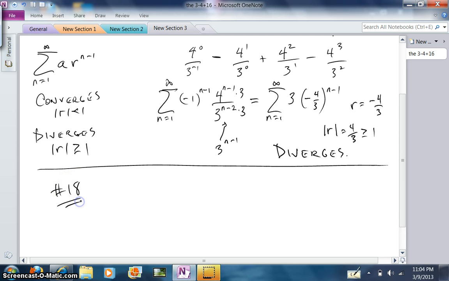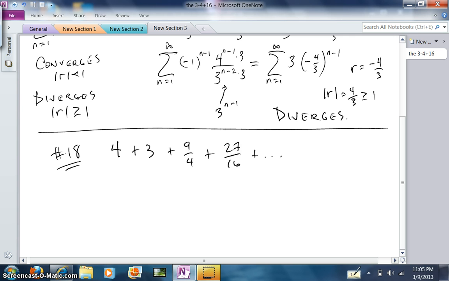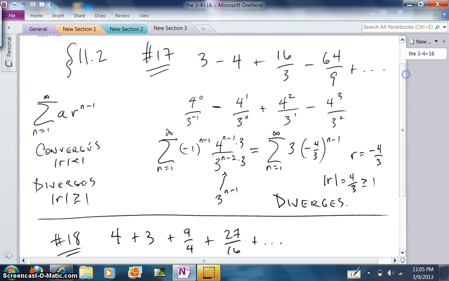Let's look at number 18. It's pretty similar. Actually, this one's a little easier because it doesn't have the alternating part. Here we have 4 plus 3 plus 9 over 4 plus 27 over 16. And we're told this is a geometric series, so we should start looking to write it in terms of a, r, n minus 1.